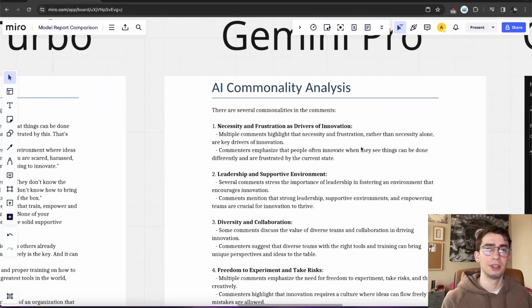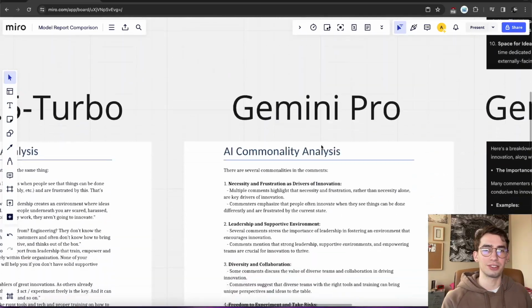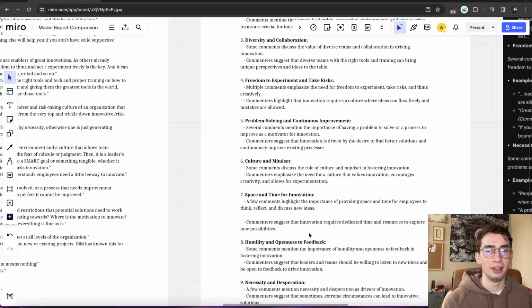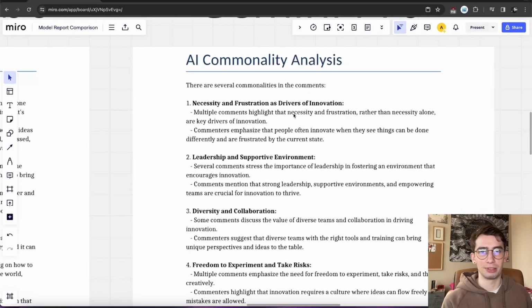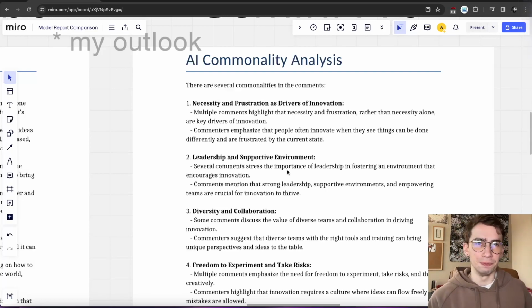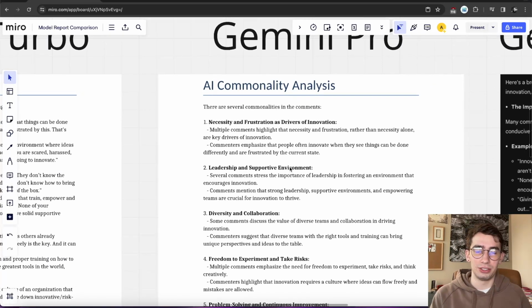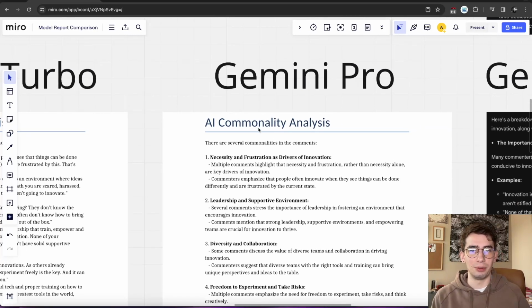Things like Gemini Pro completely missed the mark. It basically gave me what I was looking for up here with the discussion themes. But it provided another list of 10 of these different themes. And then instead of actually giving me the examples, it just says like multiple comments highlight the necessity of frustration rather than the necessity alone, yada, yada. So it didn't really give me exactly what I was looking for in that I wanted it to actually group together the examples and group together the comments. This is more, I would say, better as a theme analysis here.